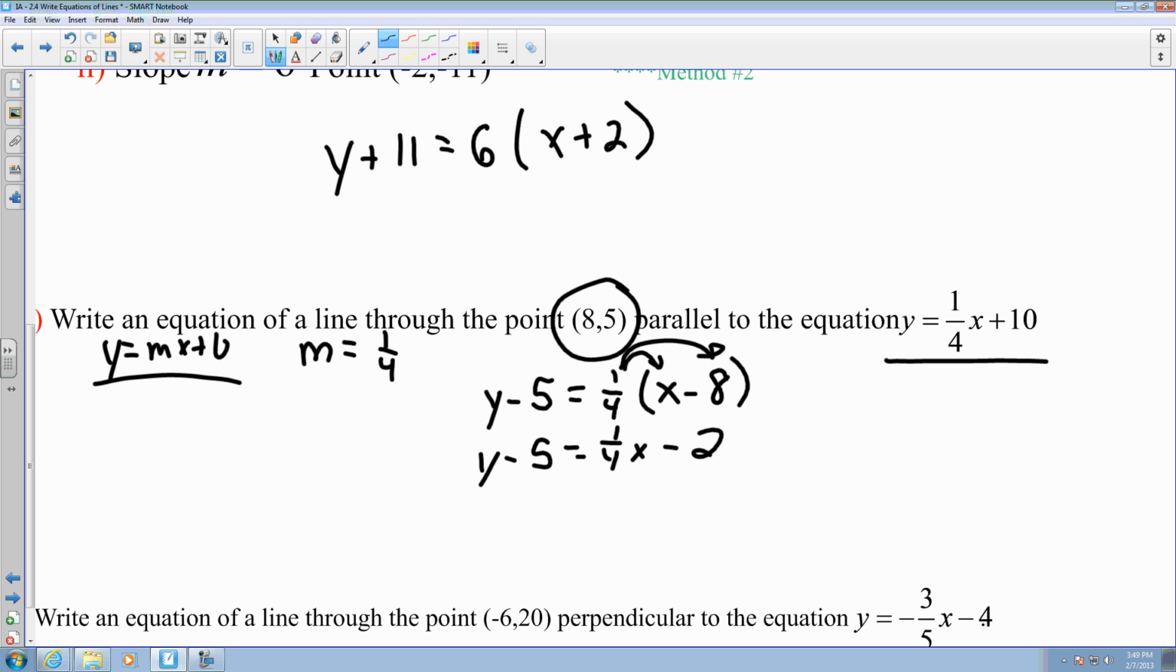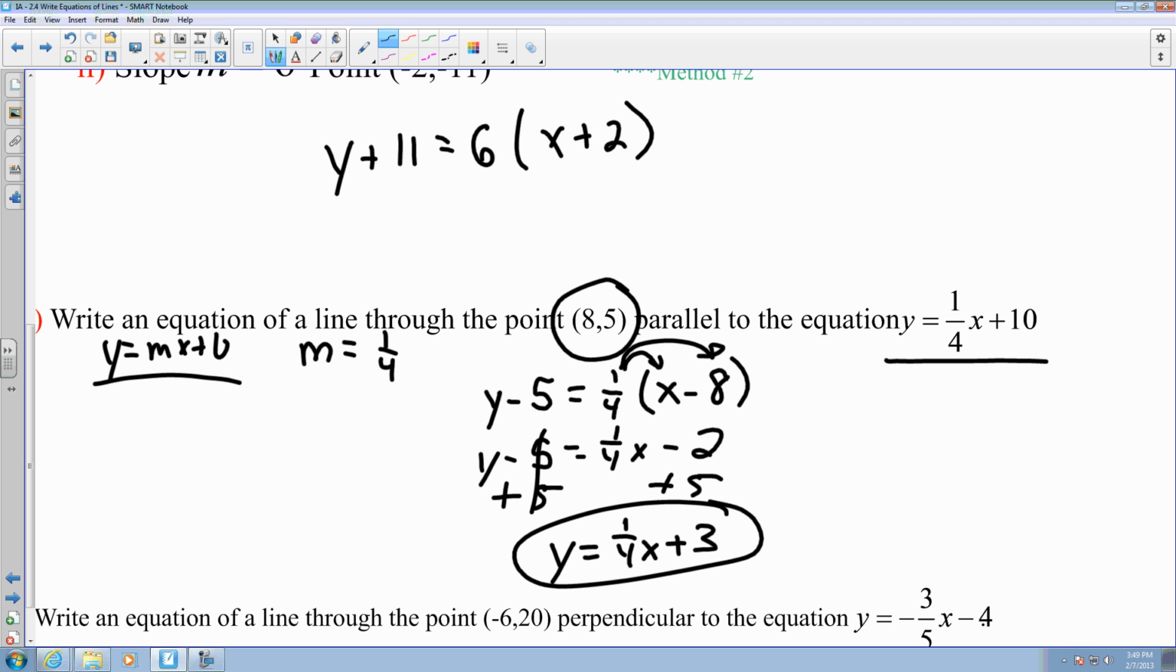Next thing, I'm going to try to get y by itself. So I'm going to add 5 to both sides. So that cancels here. So that leaves me with y equals 1/4 x plus 3. And that is the answer to our equation. It fits because it is parallel, we have the same slope, and also it crosses at point (8, 5).